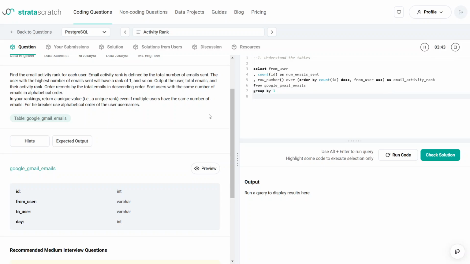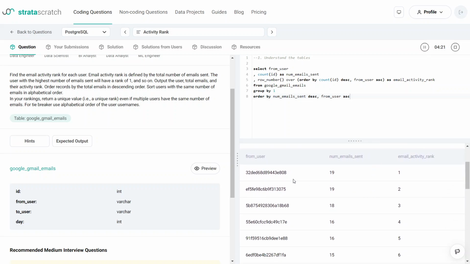Let's double check everything because there are a lot of instructions. So the first thing is they want us to order the records by total emails in descending order. So let's do that. We'll order by number of emails sent, descending. And they also say sort users with the same number of emails in alphabetical order. So we'll order by from user ascending. So I think we've got everything. Let's run the code.